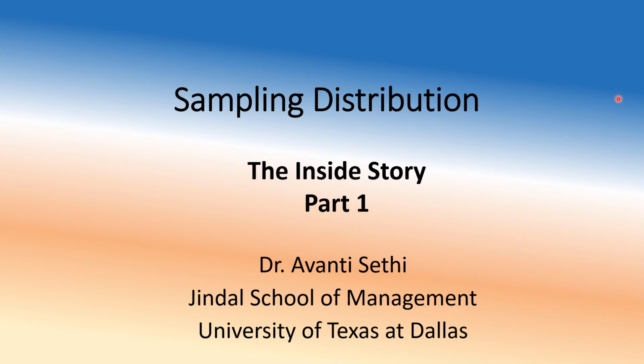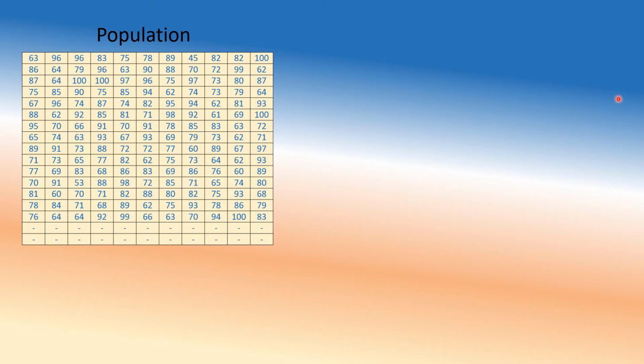Sampling distribution is the most critical chapter topic in statistics. Why? Because this is what we actually do: sampling. You take a sample to study the population behavior. So here's our population.